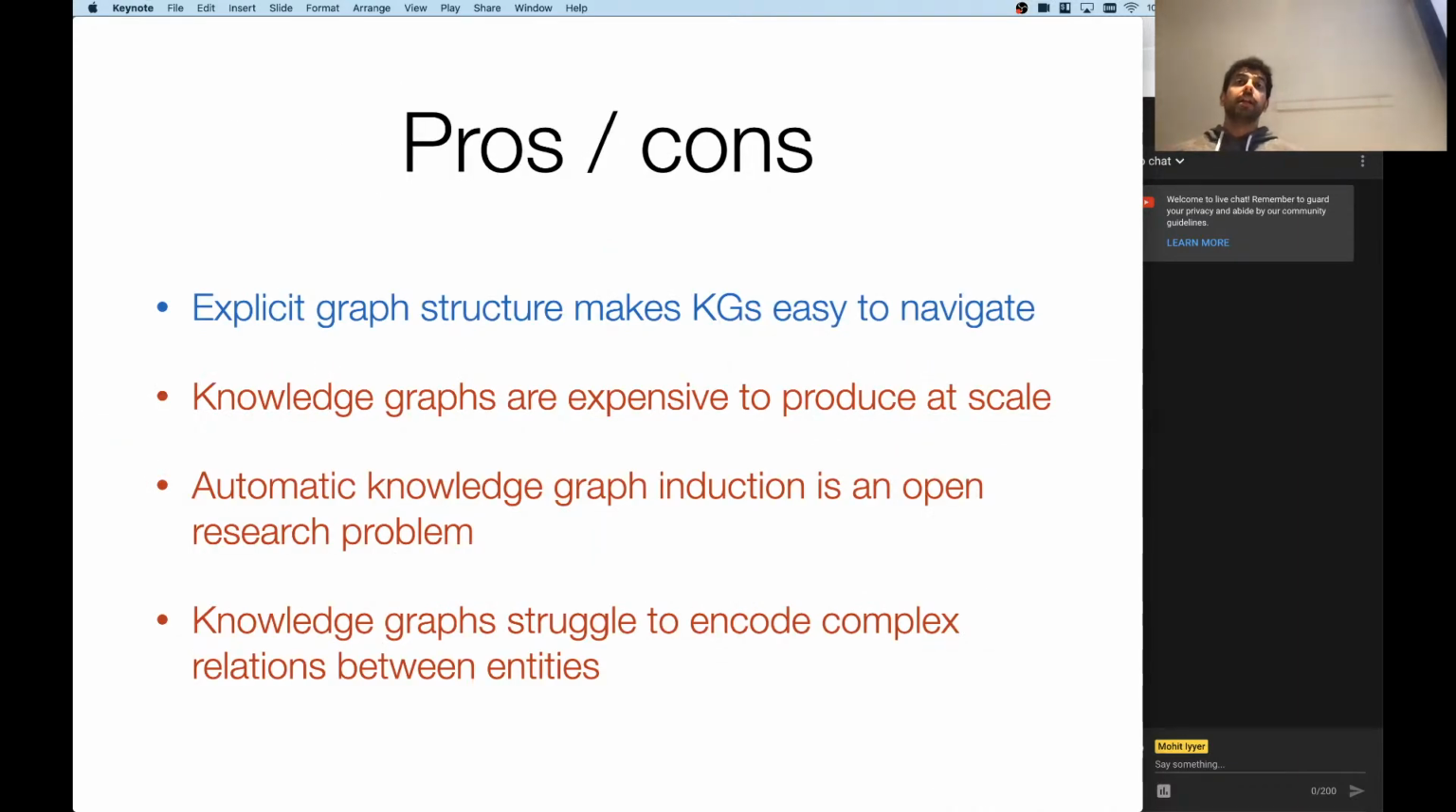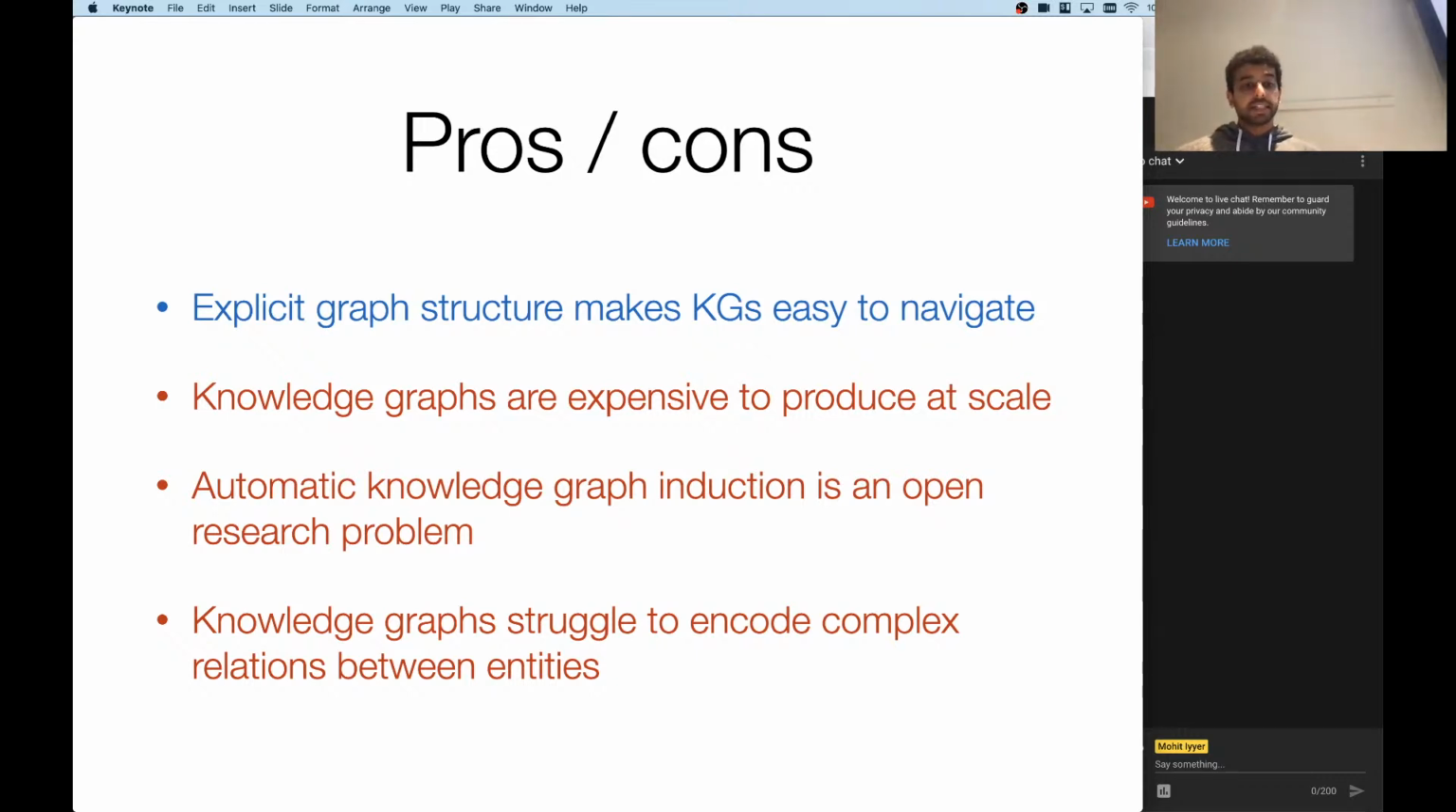So one huge advantage of having a knowledge graph is that the graph structure itself makes it easy to navigate and find different relations and entities that are related to a certain thing in the graph, right? You can imagine all sorts of traversal algorithms, or even learned agents, that can traverse the graph depending on some input. However, they have a lot of downsides.